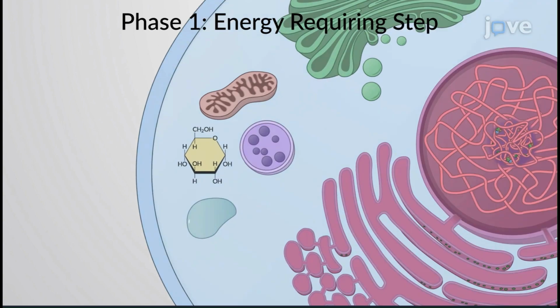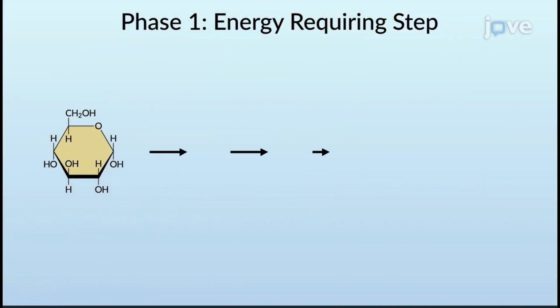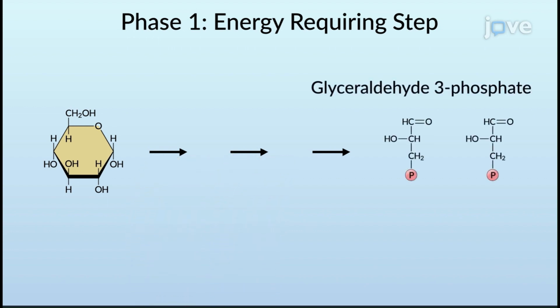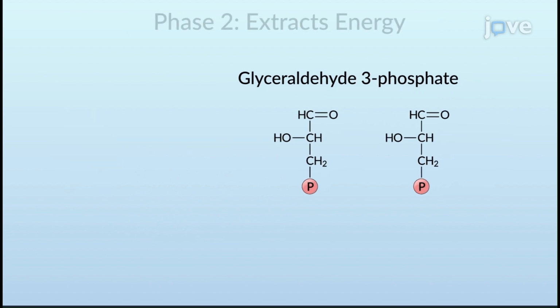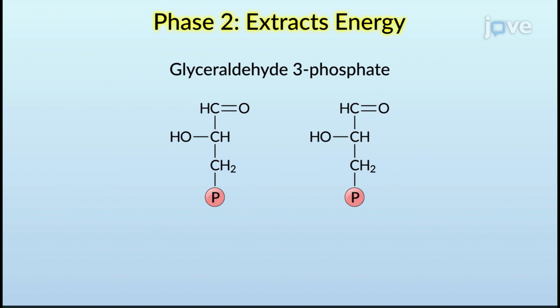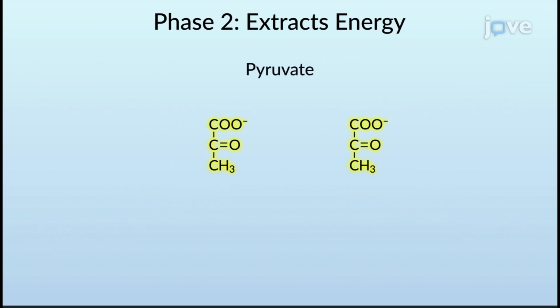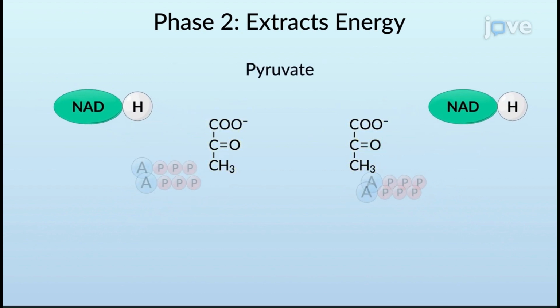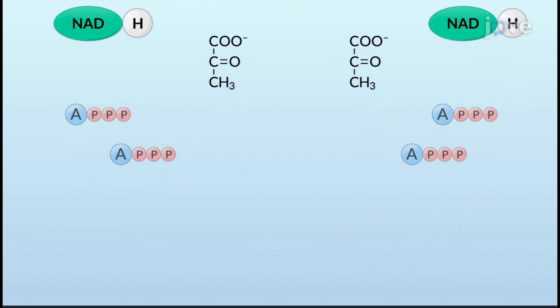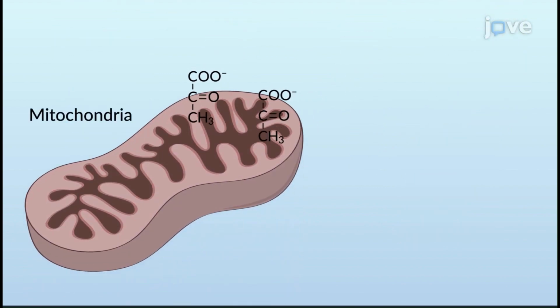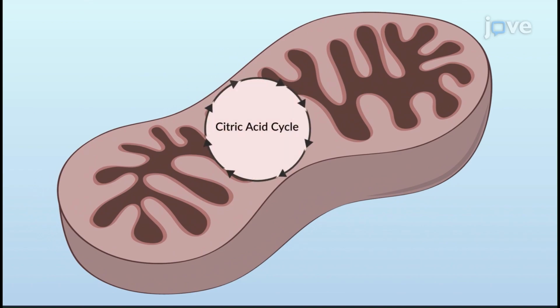Next, through a series of enzymatic reactions that require energy in the form of ATP, glucose is modified into two molecules of 3-carbon glyceraldehyde 3-phosphate. In the second phase, through multiple enzymatic steps, the two molecules of glyceraldehyde 3-phosphate are converted into two molecules of pyruvate, 2 NADH, and 4 ATP molecules. Both these pyruvate molecules are then transported to the mitochondria for entry into the citric acid cycle.